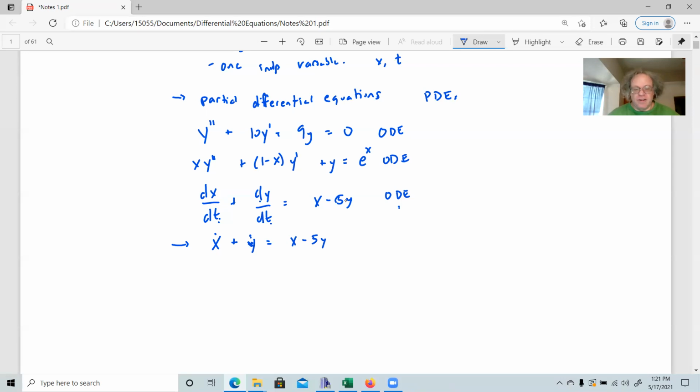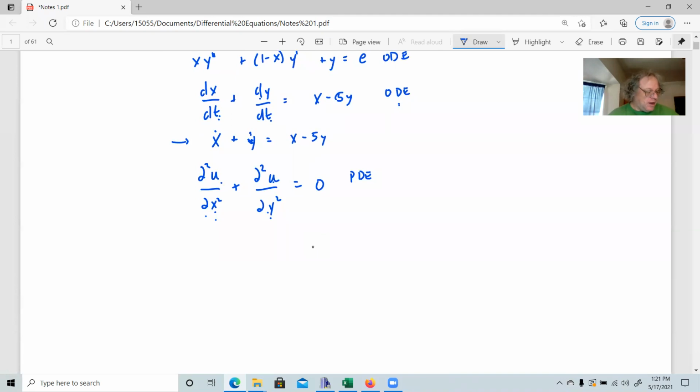If we have partial differentials, notice the partial derivative: partial squared u with respect to x squared, plus partial squared u with respect to y squared, equals 0. This would be a PDE, even though we only have one dependent variable, one dependent function. We have two independent ones, right? We have a partial of x and a partial of y.